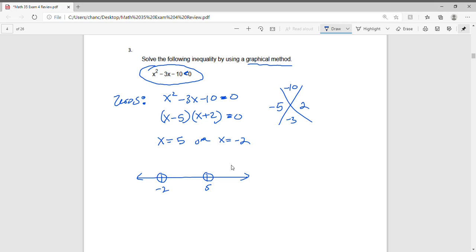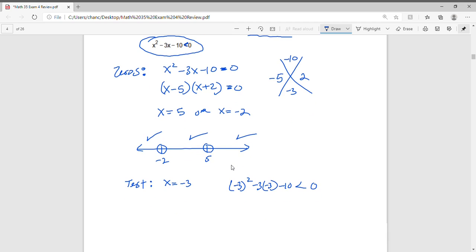What about all of the other regions: below negative 2, between negative 2 and 5, and above 5? We'll have to pick some test points. I want to test any number that is less than negative 2. Let's test x equals negative 3. I could plug this back into the original inequality. We have negative 3 squared minus 3 times negative 3 minus 10. Is that less than 0? And we'll have to figure that out.